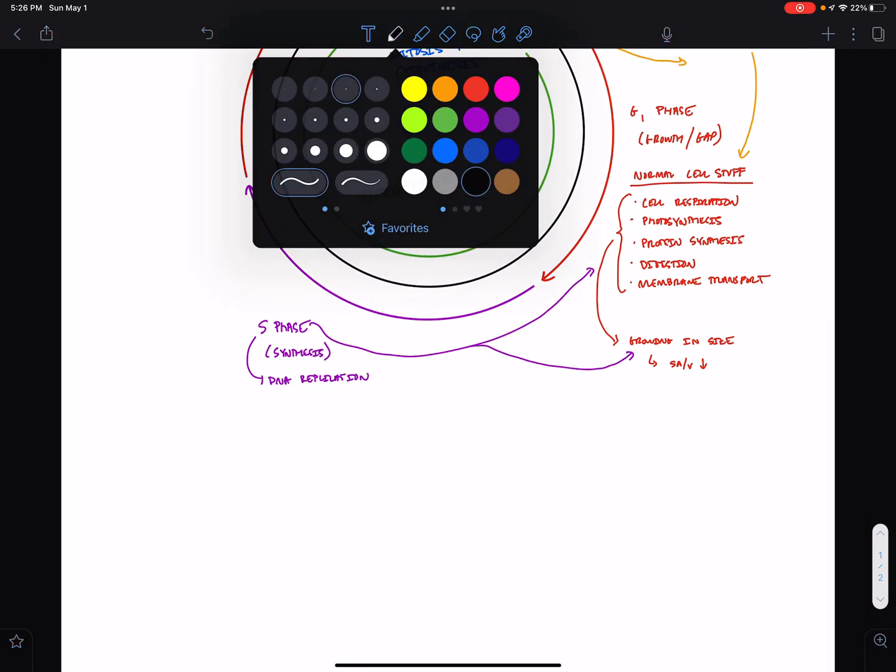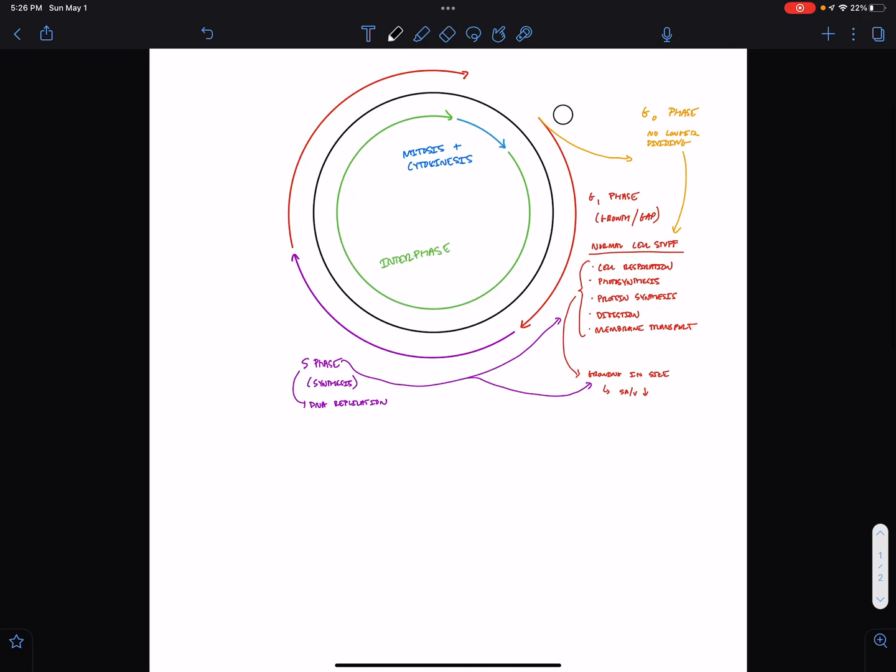So I guess maybe you should have a little picture of the cell at the end of the G1 phase.